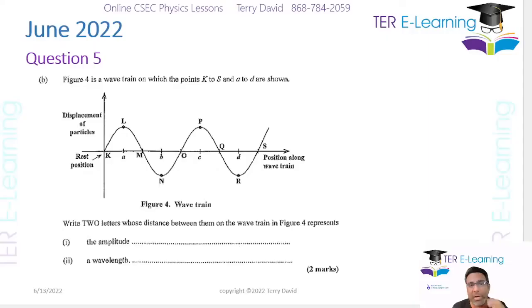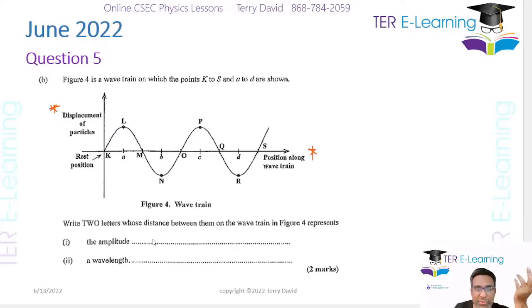Okay, so part B now, in the question, they said a wave train on which the points K and S and A and D are shown. So they have some points here, and we're looking at displacement, and we have position along the wave train. So this is not time. So the question says, write 2 letters whose distance between them on the wave represents amplitude.